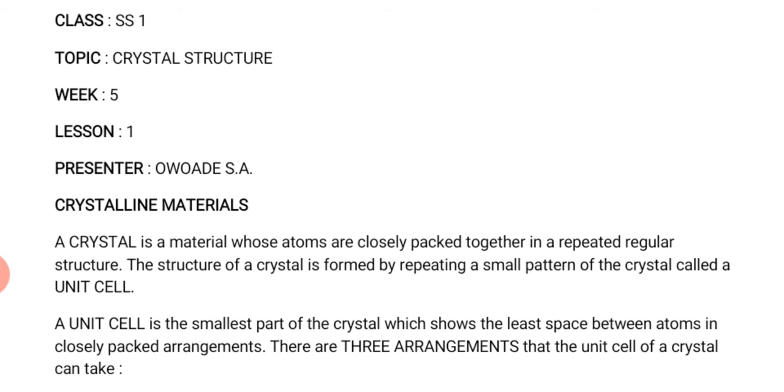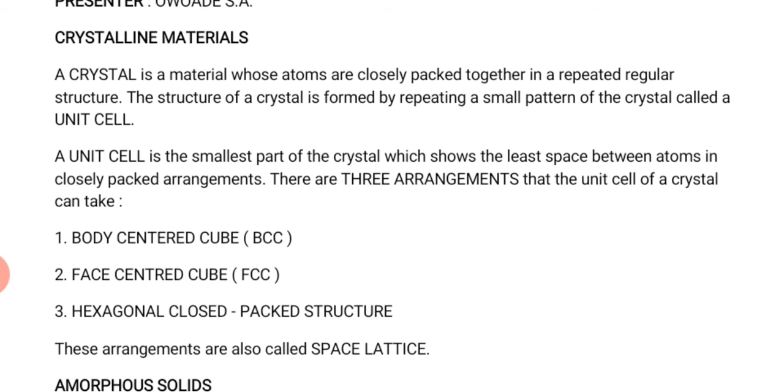We'll start with crystalline materials. A crystal is a material whose atoms are closely packed together in a repeated regular structure. The structure of a crystal is formed by repeating a small pattern of the crystal called a unit cell.